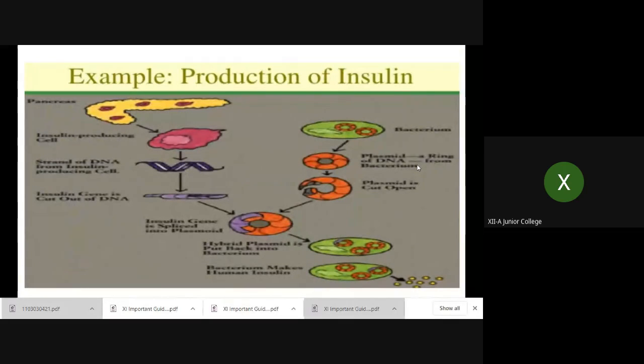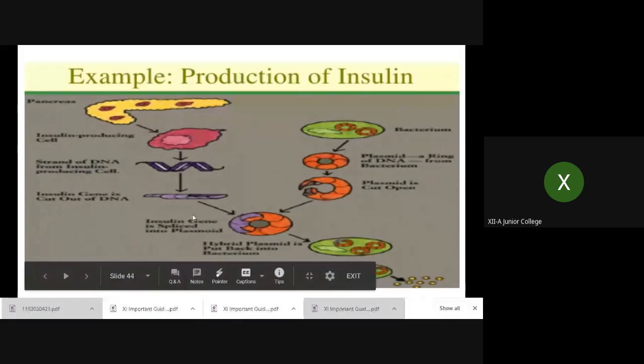Now, this is the example, production of insulin, where the pancreatic cells show the presence of insulin producing cells. These are the example I was telling you. Then what is done? A strand of DNA from the insulin producing cell, then the insulin gene is cut out of the DNA. Fragmentation is done by restriction endonuclease enzyme, so this DNA is made into small pieces, cuts, and then it is screened.